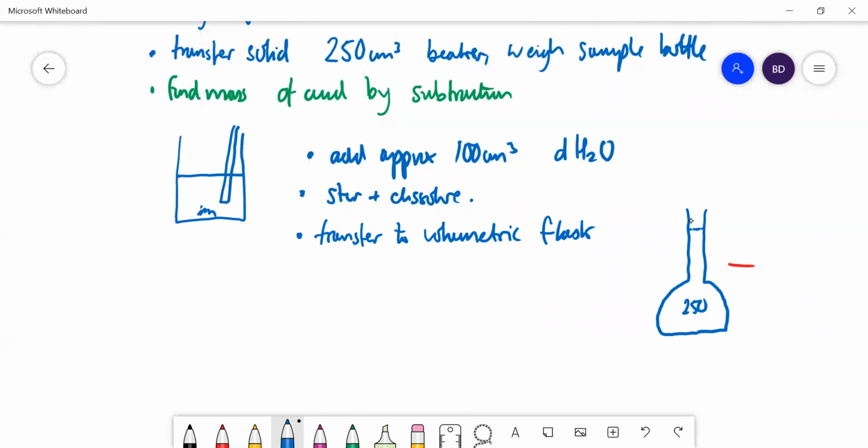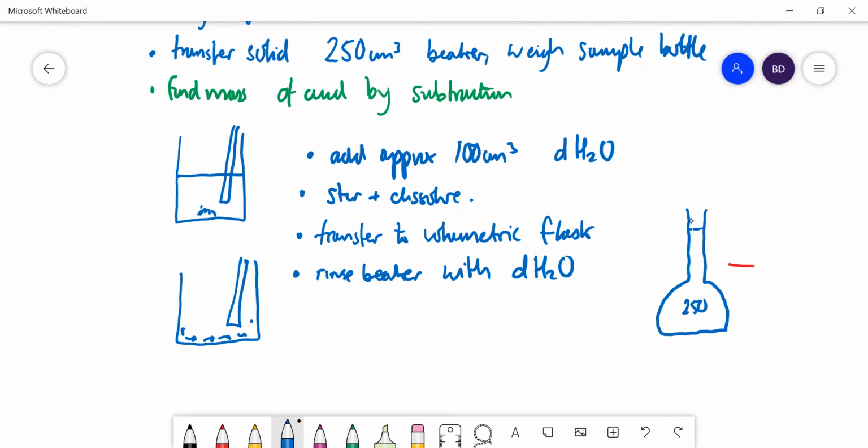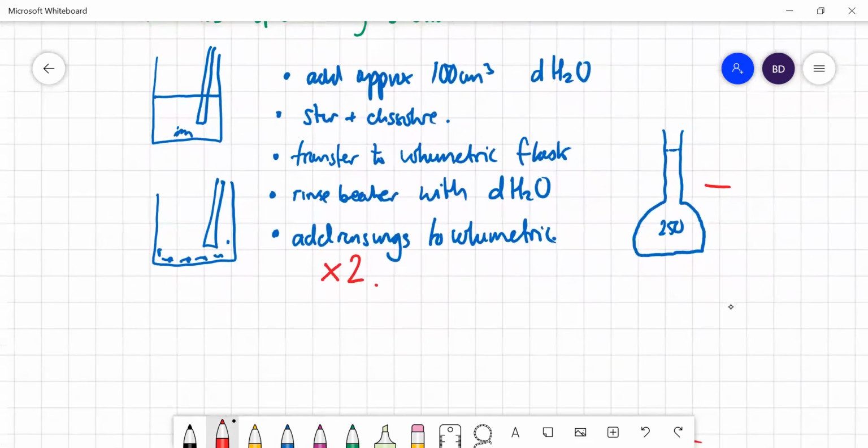Of course, when you've done that, you're going to end up with little bits of solution all around this beaker that haven't been transferred. And so what you need to do is rinse the beaker and the stirring rod with distilled water, and then add the rinsings to the volumetric flask. Then repeat that 2 times. Okay. When you've done that, you're guaranteed you've got all of the acid into the volumetric flask.